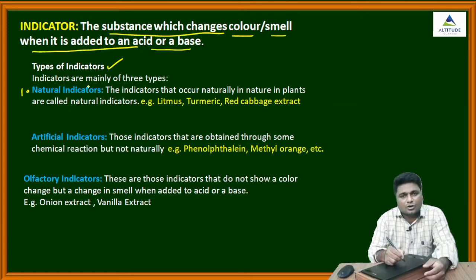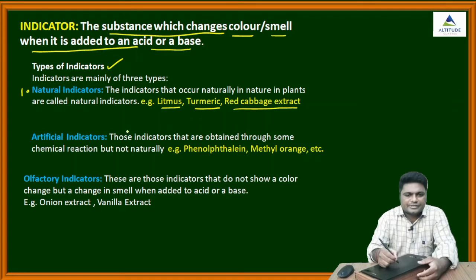These indicators are obtained from plants. That is litmus paper, litmus solution, turmeric and red cabbage extract. These are the natural indicators. And I will discuss how they change color in different media.